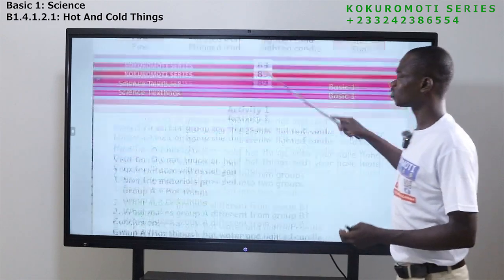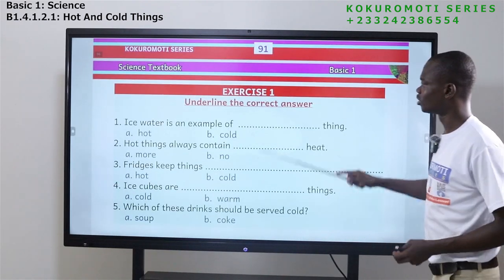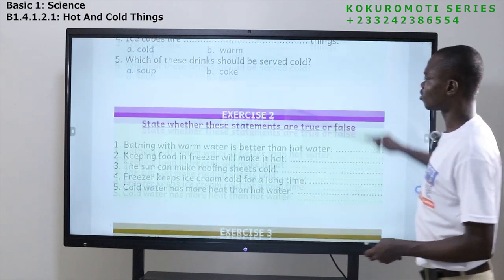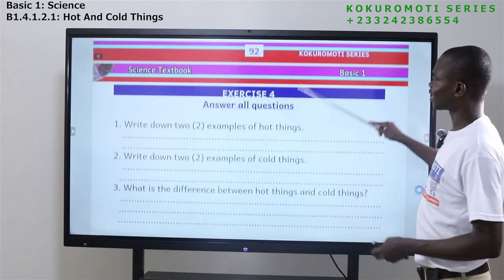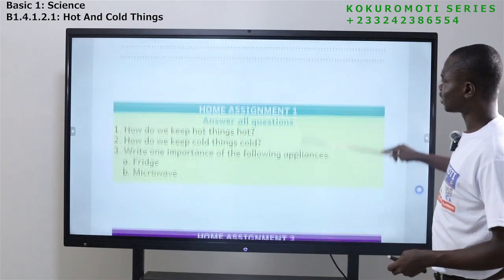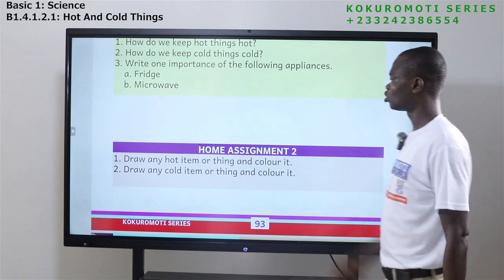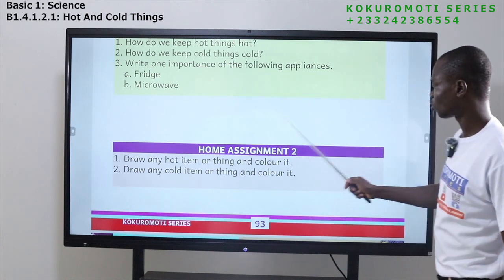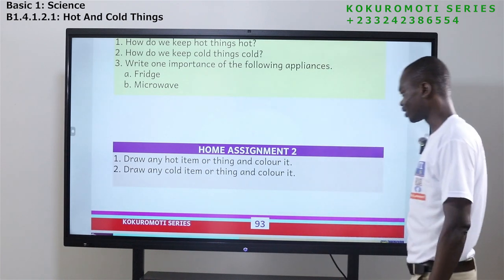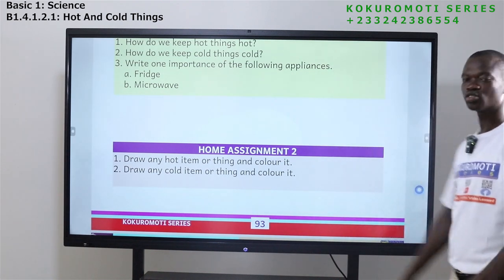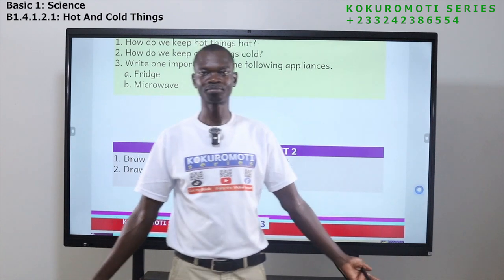But before that, I also have questions for you. I have some exercises here. Exercise 1, we have 5 questions, answer all. Exercise 2, 5 questions, answer all. Exercise 3, 5 questions. Exercise 4, 5 questions. And then I have home assignment 1 and then home assignment 2. Home assignment 2, draw any hot item or thing and color it. And then we have question 2, draw any cold item or thing and color it. So if you are asked to draw, I believe you can do it, or we should do it together.